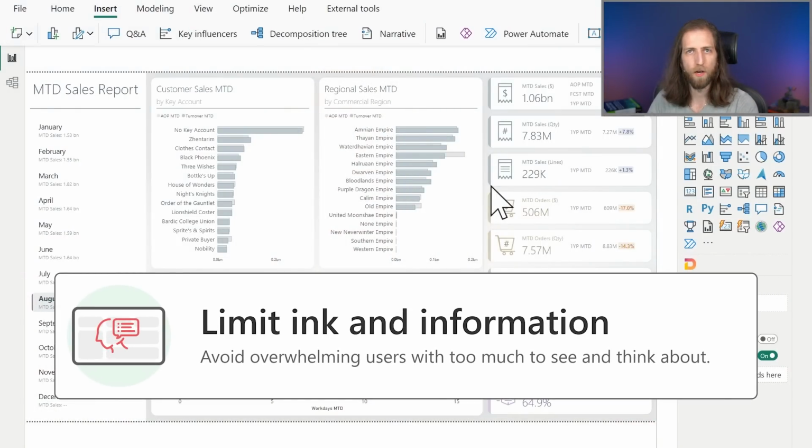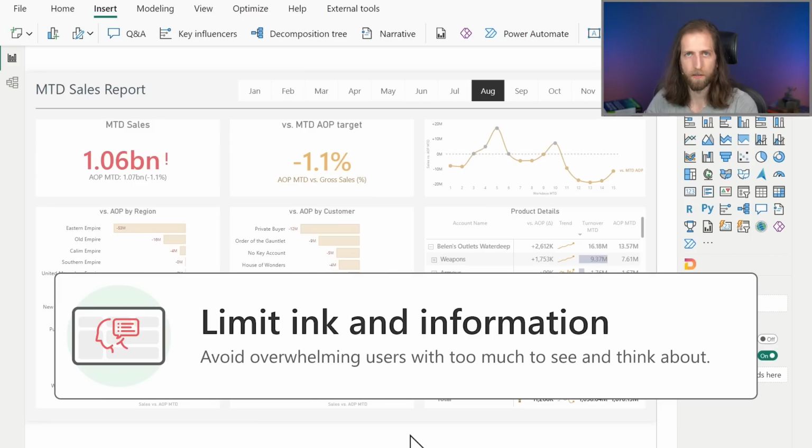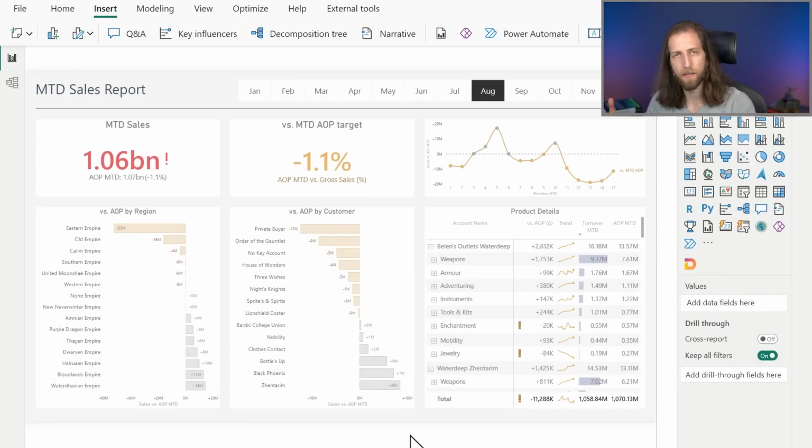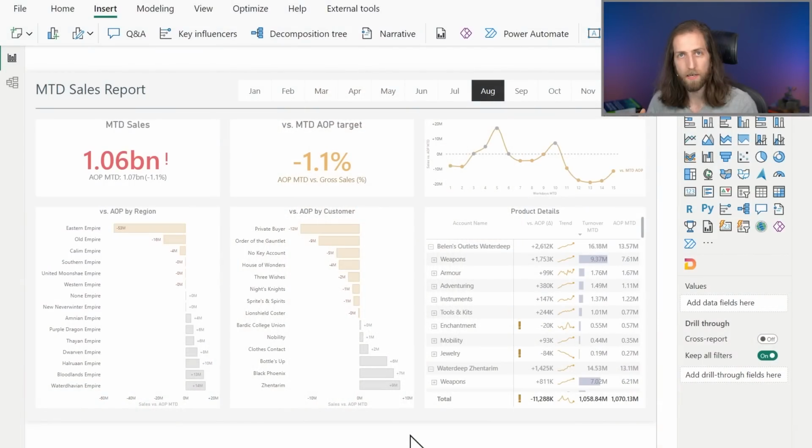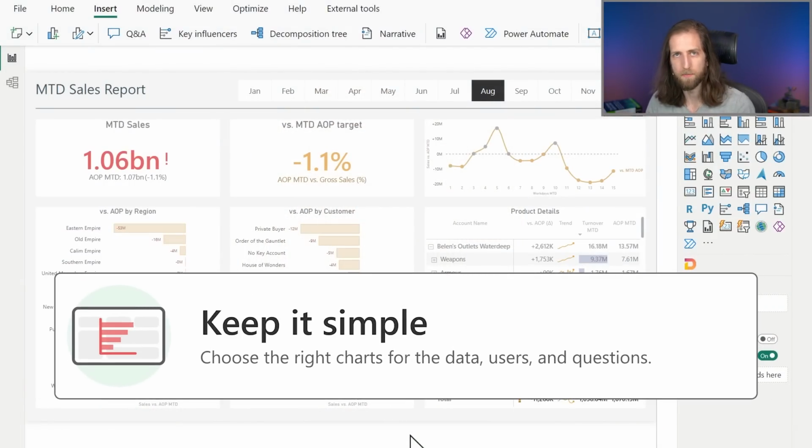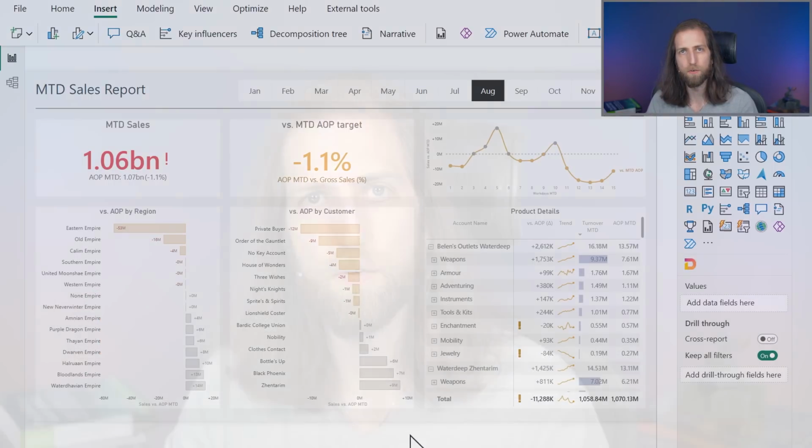The fourth reason why these reports are more effective than the last ones that we looked at is limiting ink and information. We make sure that we make formatting choices that don't overwhelm people with a lot of details so that they have to think harder about what they're looking at in order to understand it and interpret it. Related to that, we also want to keep it simple, not only in terms of the formatting, but also in terms of the chart choices that we make. We want to make sure that the charts we choose are matched to the data, the users, and the specific questions that we're trying to address.